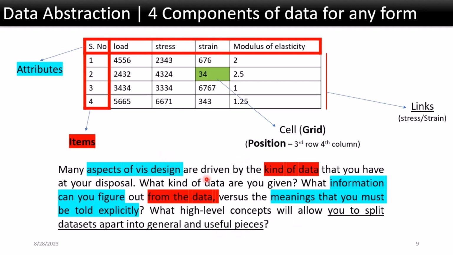Here they are telling about what are the aspects of this design. Okay, so the output of this data would be something useful, used to split data sets apart into general and useful pieces, right? That's the link in this paragraph, right? Those are the four components of data.